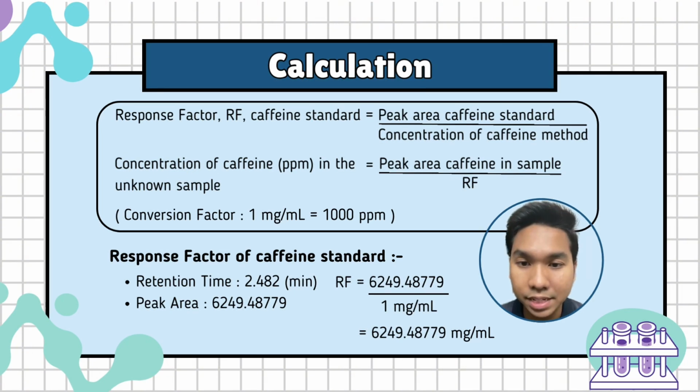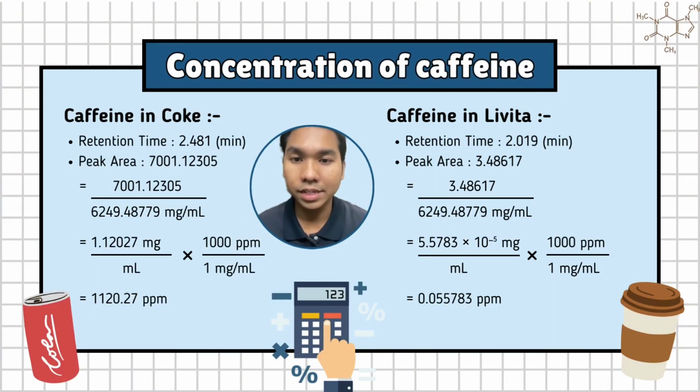Now, we can start our calculation by using the RF formula. We divide the peak area of the caffeine standard by its concentration, 1 mg per milliliter, giving an RF value of 6,249.48779 mg per milliliter. With this determined, we can now calculate the caffeine concentration in our samples.